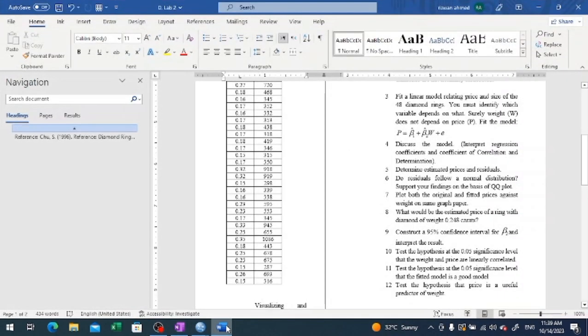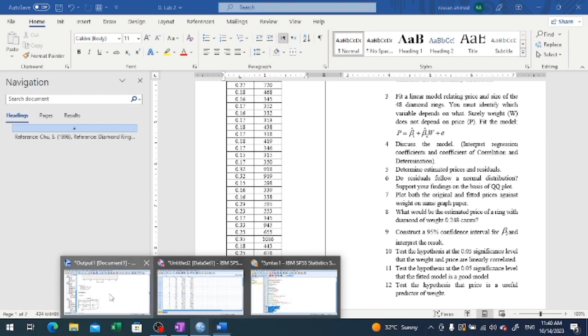Hello students. Now we would be doing question number 11 and 12 of this lab 2 task sheet. If we look at question number 11, it is asking us to perform the hypothesis test at the 5% significance level, that the fitted model is a good model. So this is in fact the testing of R square based on F distribution or F test given in analysis of variance table.